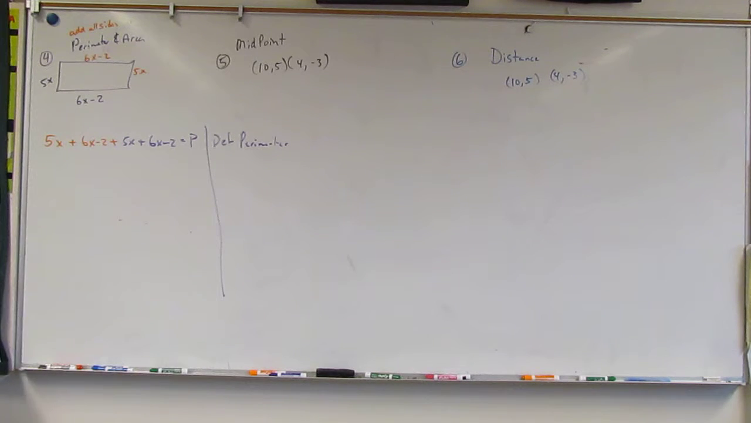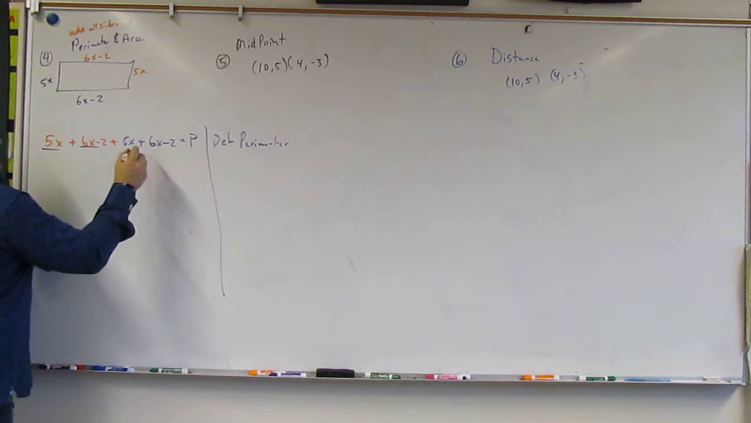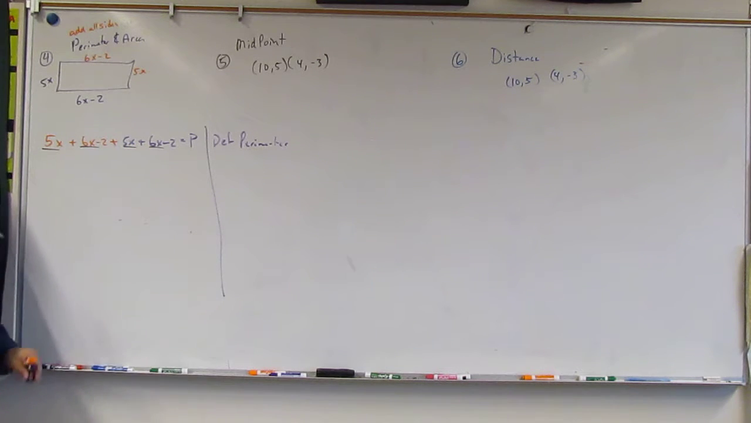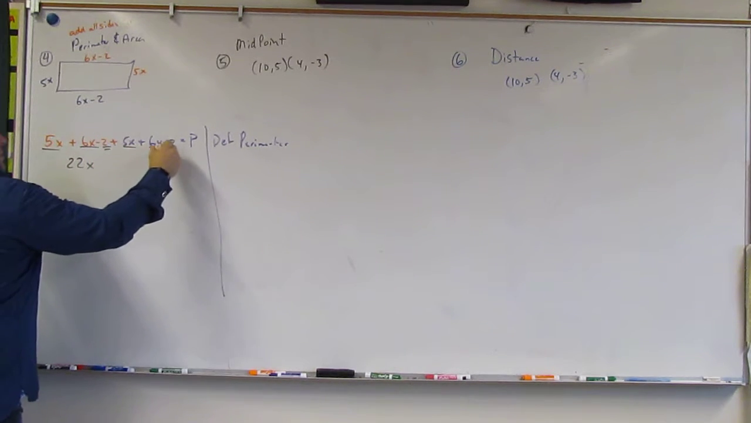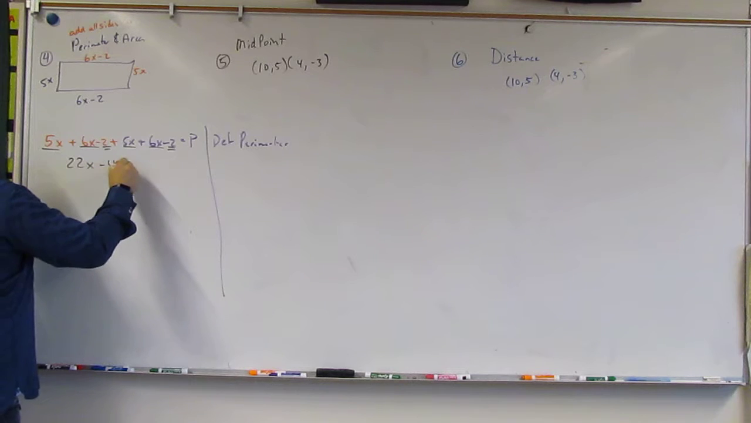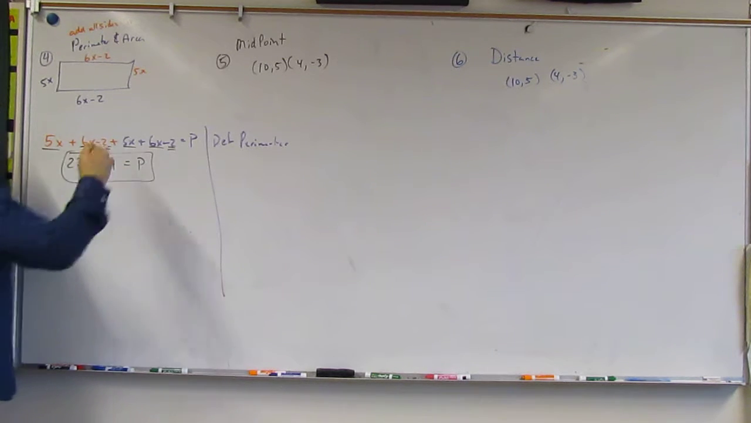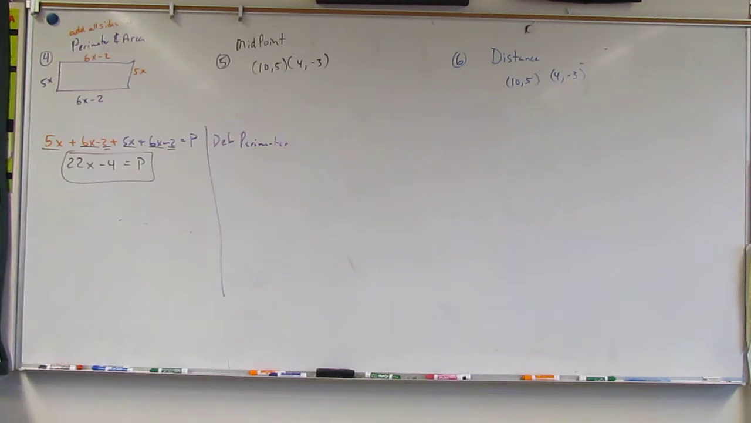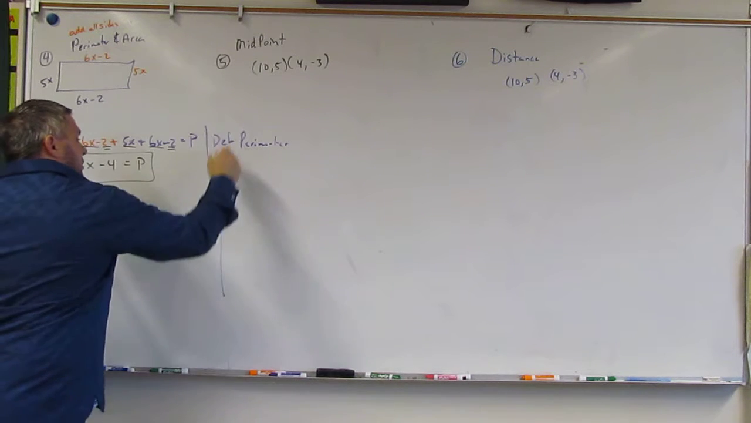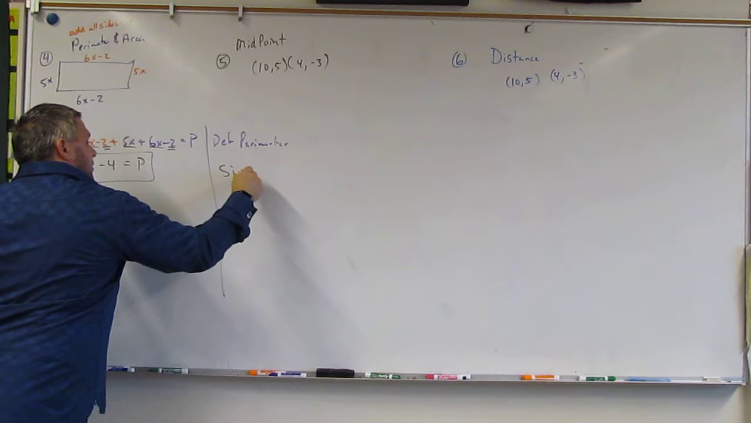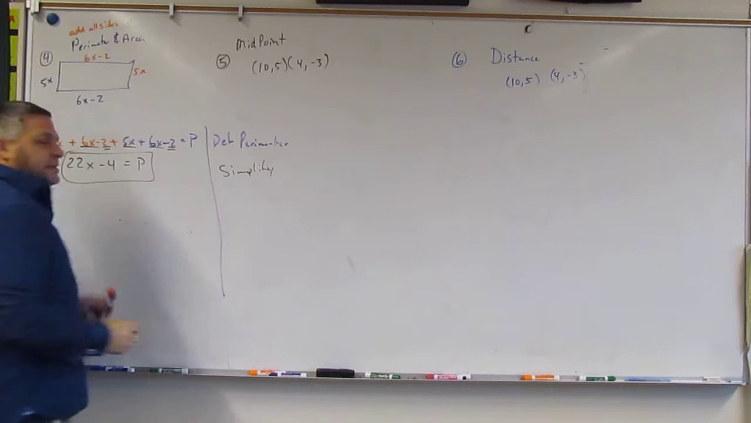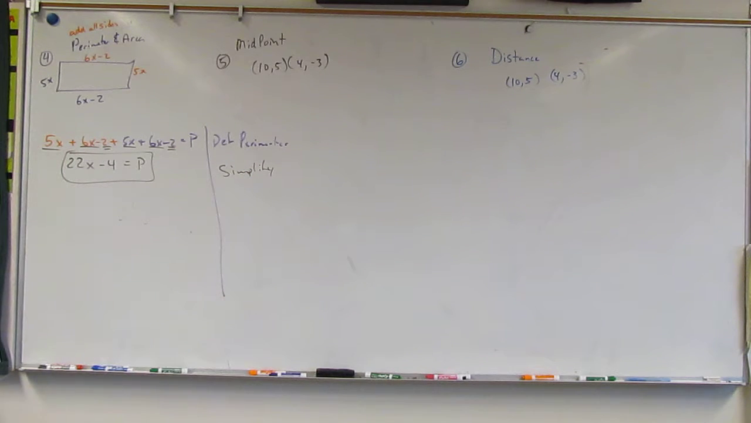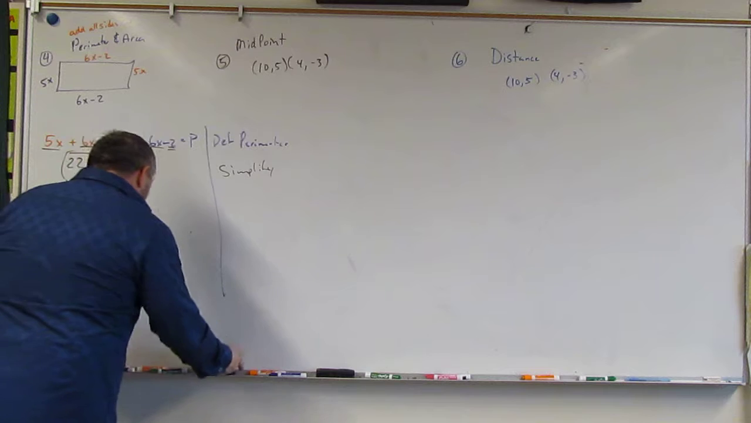Okay? And then collect like terms. 5, 6, 11; 5, 6, 11; 11 and 11 is 22x, right? And then negative 2 and negative 2 would be negative 4, and that equals the perimeter. And you're done. Right? And what did we do? Simplify. And that's it. Two-step problem. It's that simple.